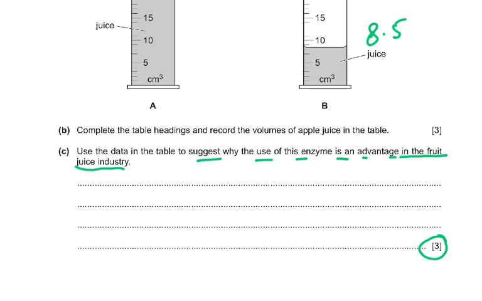So the same apples give you 20 ml, and then if you use the enzymes gives you 30 ml. Well, that's good for you. You have more juice, more money. So more profits, more money, more efficient, more cost effective.